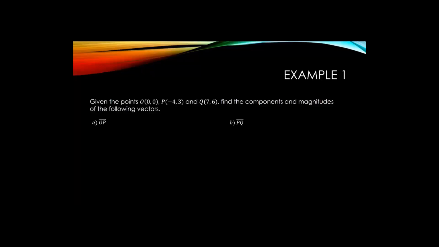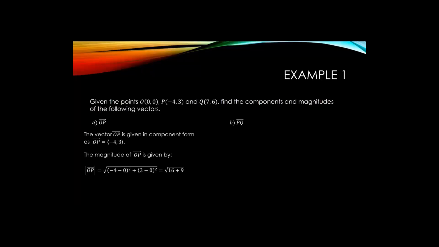I'm given 3 points, O with the coordinates 0, 0, P with the coordinates minus 4, 3, and Q with the coordinates 7, 6. I want to find the components and magnitudes of the vectors from O to P and from P to Q. The vector from O to P is given in component form by the vector OP equal to the component vector minus 4, 3. The magnitude of the vector OP is given by the absolute value of the vector OP, equal to the square root of the quantity minus 4 minus 0 squared plus the quantity 3 minus 0 squared. This is just the square root of the sum of 16 and 9, which is just equal to 5.